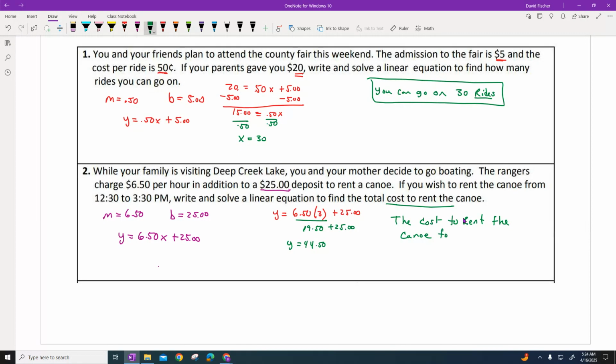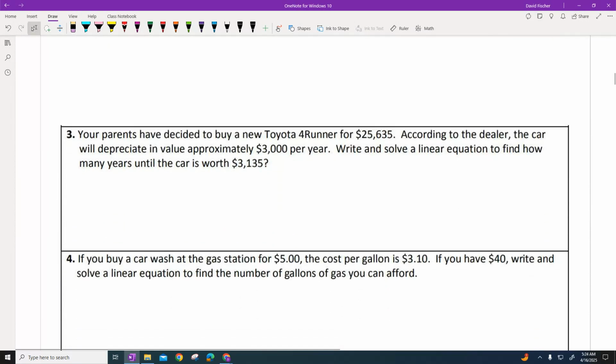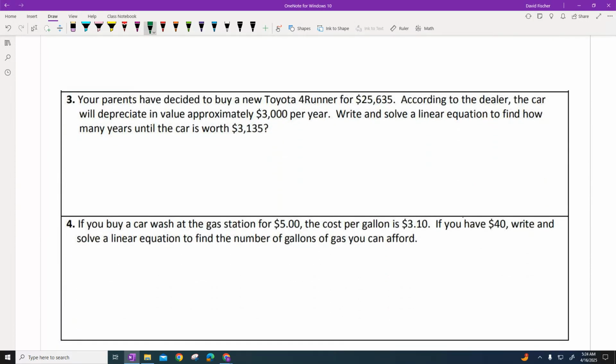For 3 hours is $44.50. You need a dollar sign there. That's my units. Okay. Up here, our units were rides. Here, it's money. Okay. So make sure you put units on every word problem. Answer the question and make sure you put units.